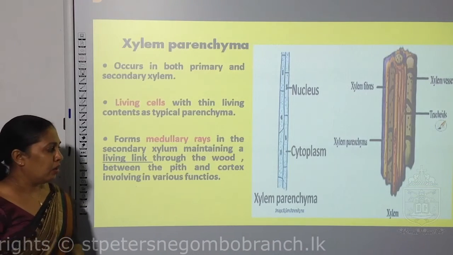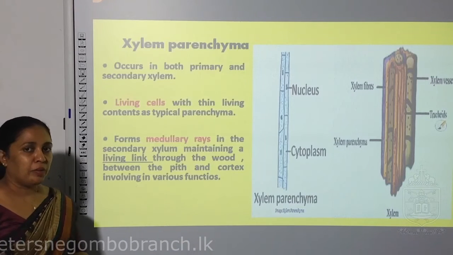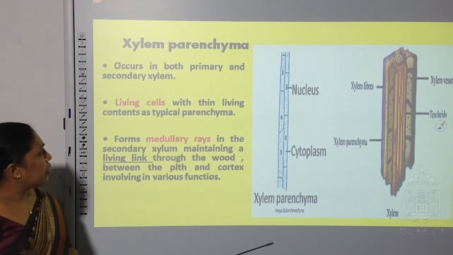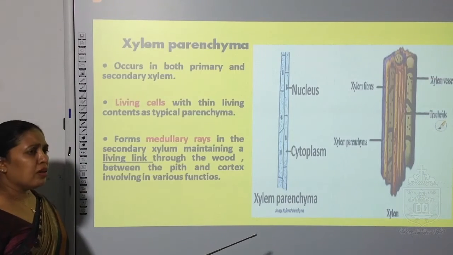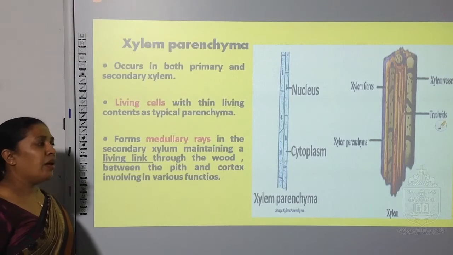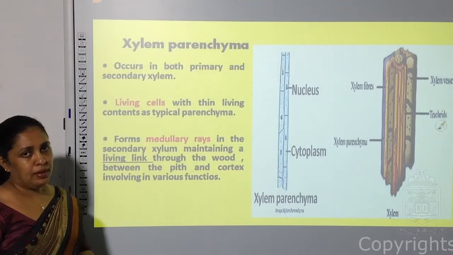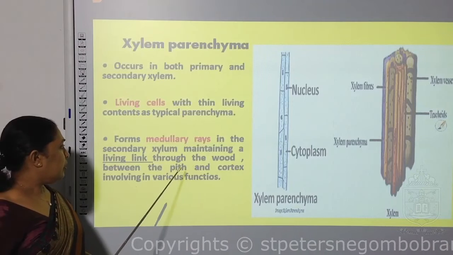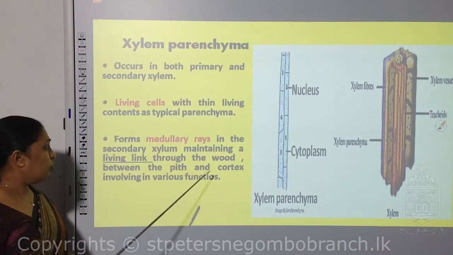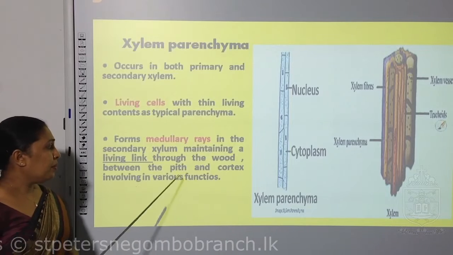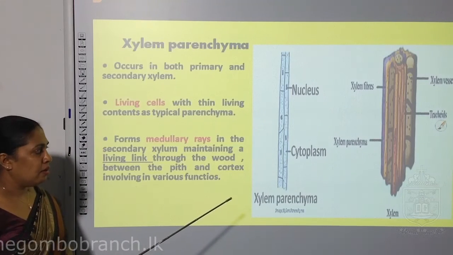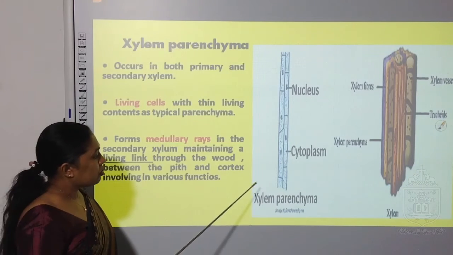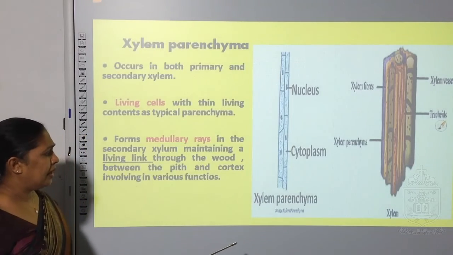Xylem parenchyma is another type of cell in the xylem tissue, and these are living because they are parenchyma, similar to typical parenchyma. In the xylem, they form a living link through the wood, and between the pith and the cortex, because other cells in the xylem may be dead. So this is xylem parenchyma in a longitudinal section.